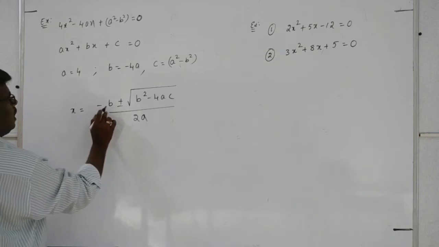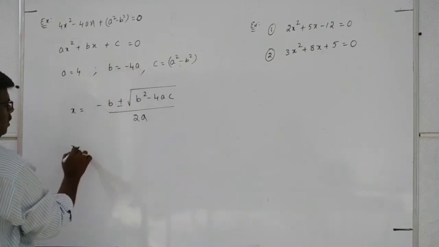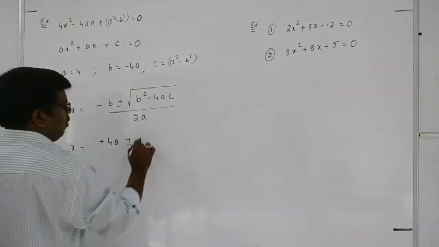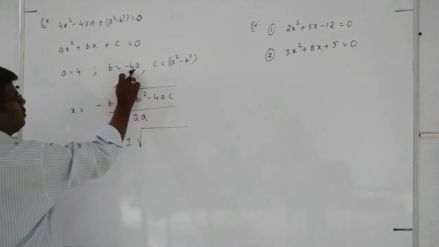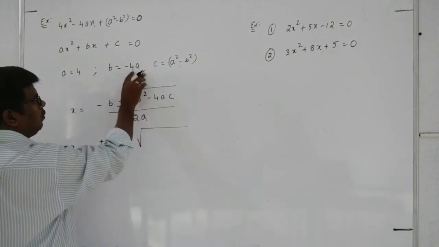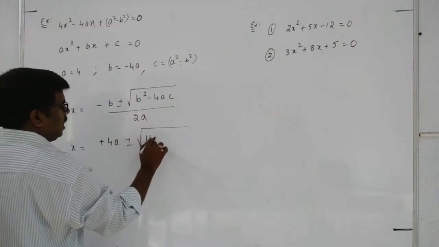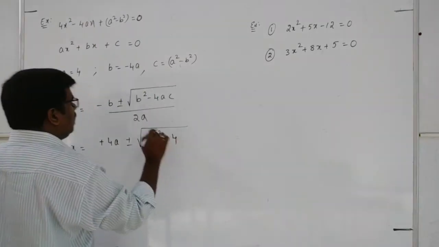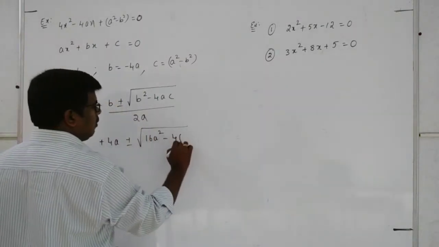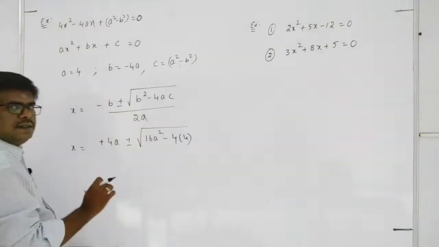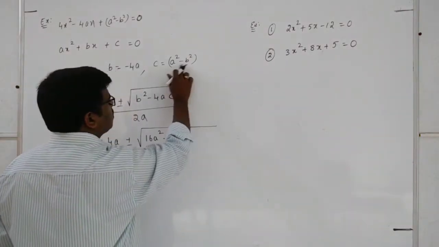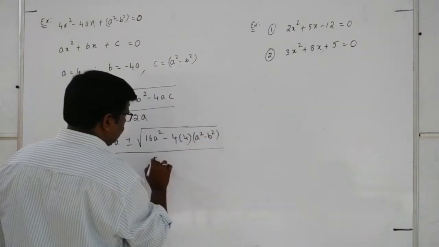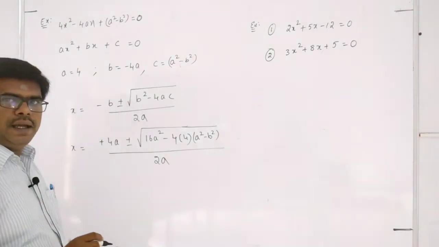Now minus b means minus of minus 4a, that is plus 4a, plus or minus root over b square, in the sense minus 4a whole square. Minus 4a whole square means 16a square, minus 4ac. a is 4, already one more 4 is there, and a is 4 and c is what? a square minus b square, by 2a.